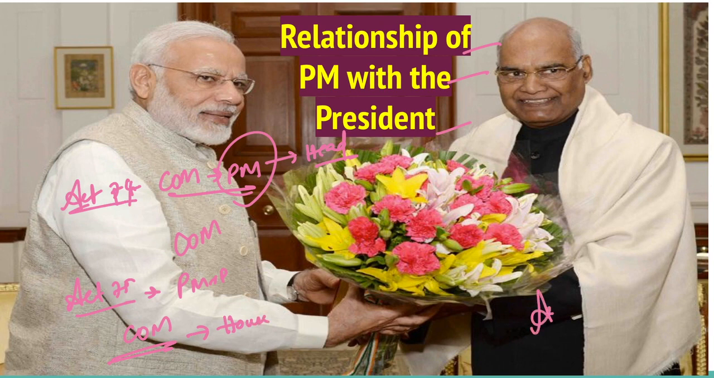And according to Article 78, it is the duty of the Prime Minister to communicate to the President the decisions of the Council of Ministers that relate to administrative affairs and proposals for legislation.